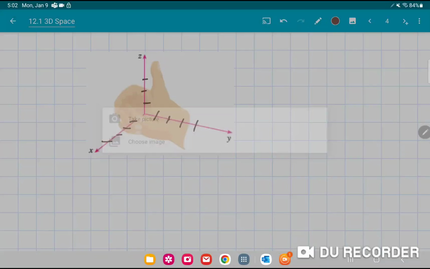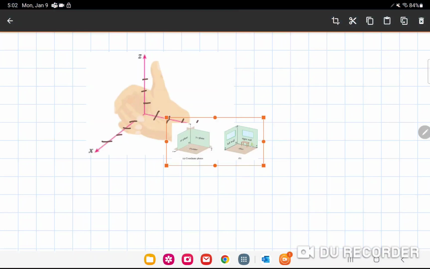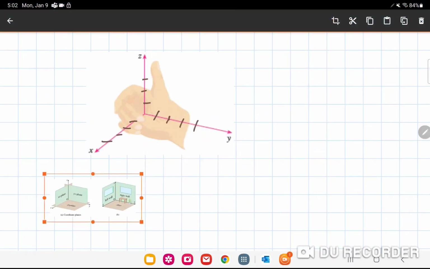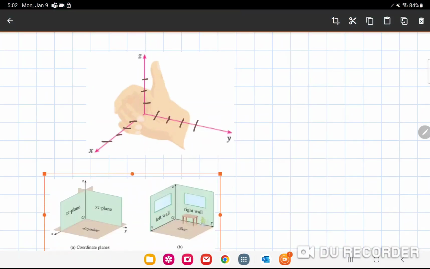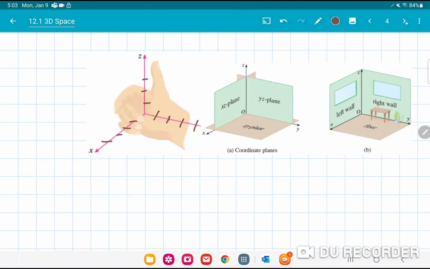Let me see if I can put one more picture that I downloaded from your book. Okay, so let's put it here. I hope you can see it. So the bottom plane is the XY plane. The side plane here is the XZ plane. Okay, and the side plane here is the YZ plane.